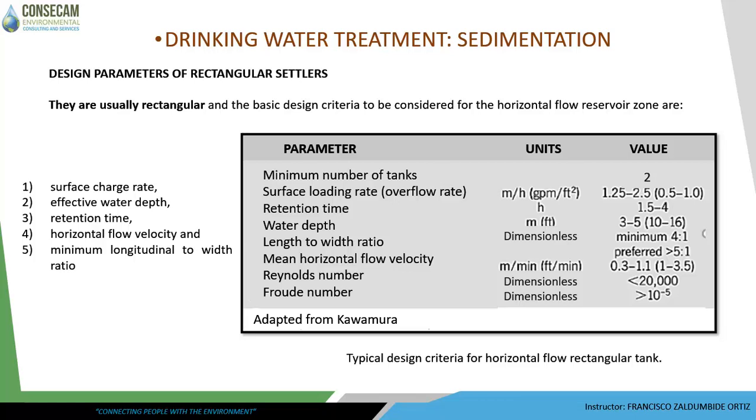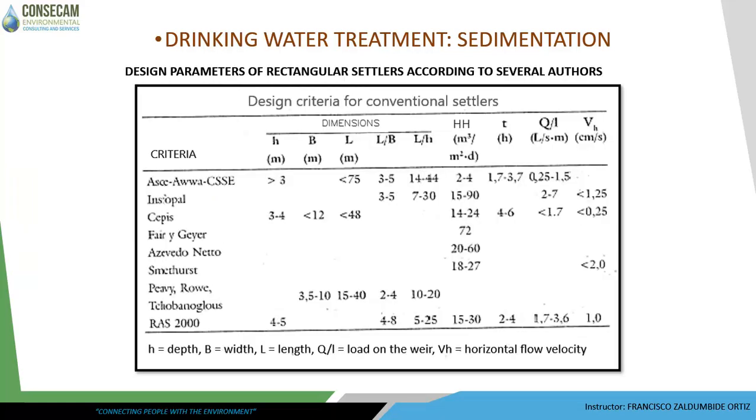The fundamental design criteria for horizontal flow rectangular settlers that must be considered are presented, as is a table with parameters such as surface loading rate, effective water depth, retention time, horizontal flow velocity, and minimum longitudinal to width ratio. There is another table of design-relevant parameters according to other authors for those who are designers.